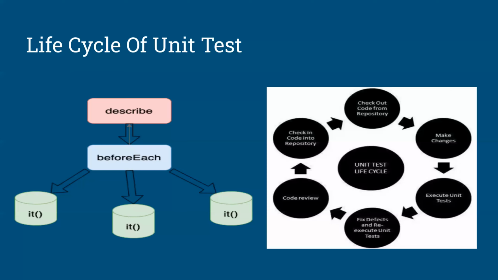We can see with the diagram how the life cycle of a unit test starts. Firstly, it executes the unit test, then it fixes the defects and re-executes the unit test. That goes for the code review, then check in code into repository, then check out code from repository and make the changes. So this is the whole life cycle whenever we hit the command for ng test.